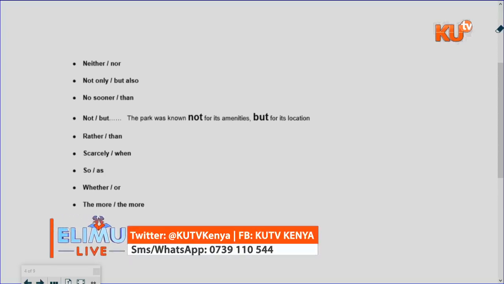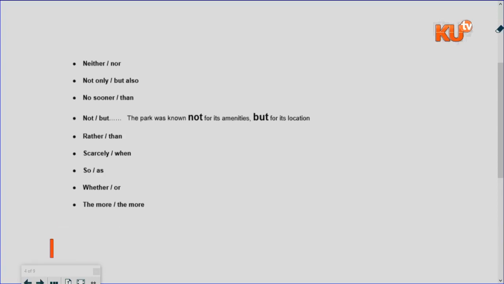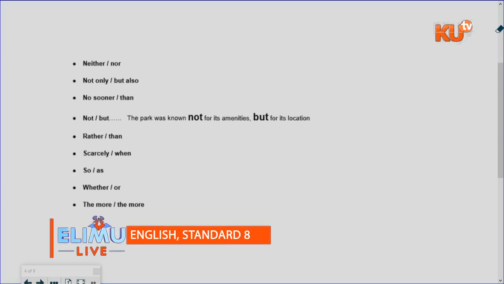Do not use scarcely with than. Than is used with no sooner. No sooner is the one that is used with than as a pair. Scarcely is used with when as a pair. So as is the next. So as, and I will be happy to give you more examples.